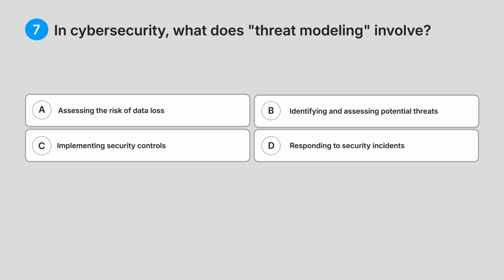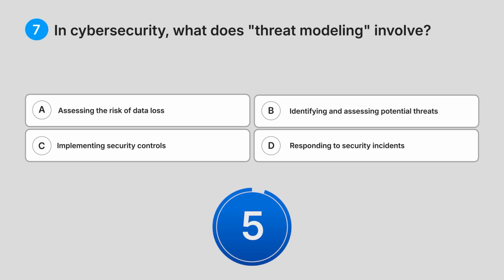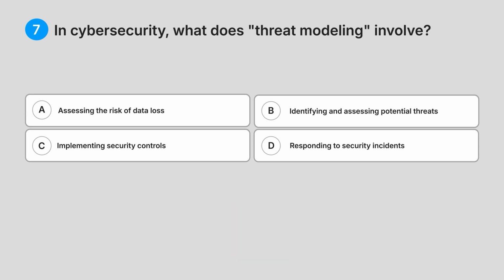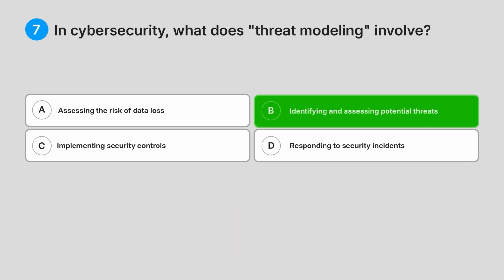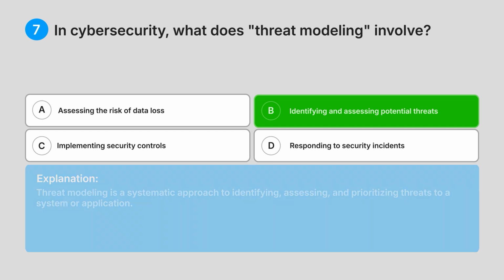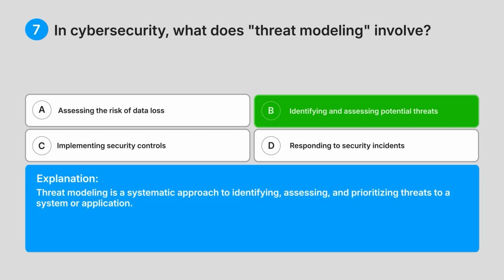the control plane. 7. In cybersecurity, what does threat modeling involve? A. Assessing the risk of data loss. B. Identifying and assessing potential threats. C. Implementing security controls. D. Responding to security incidents. What do you think is the answer? Correct answer: B. Identifying and assessing potential threats. Explanation: Threat modeling is a systematic approach to identifying, assessing, and prioritizing threats to a system or application.